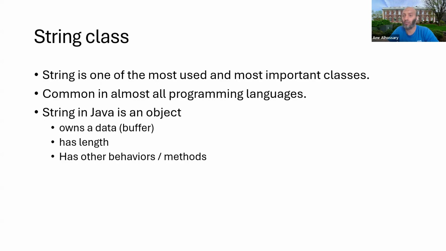Length: it can be 0 or more. Of course, it cannot be negative, but it can be 0, and it can be 1 or 2 or whatever number, up to the size of an integer. And it has a data type that we don't see in Java, which is in C++ or C, called a pointer, which points to where the data is located in the memory. So it owns the data, and it has a length.